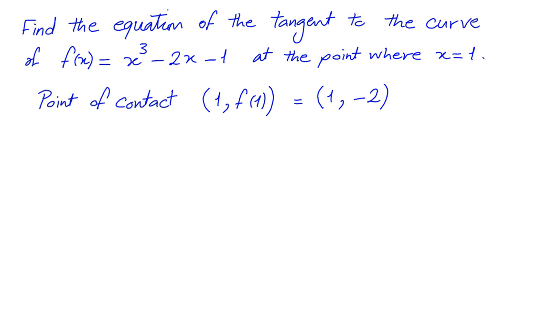I now need to know the slope of the tangent, and to find the slope of the tangent I need to find f dash. So the derivative of this function is 3x squared minus 2. And to find the slope of the tangent, I need to substitute the point.